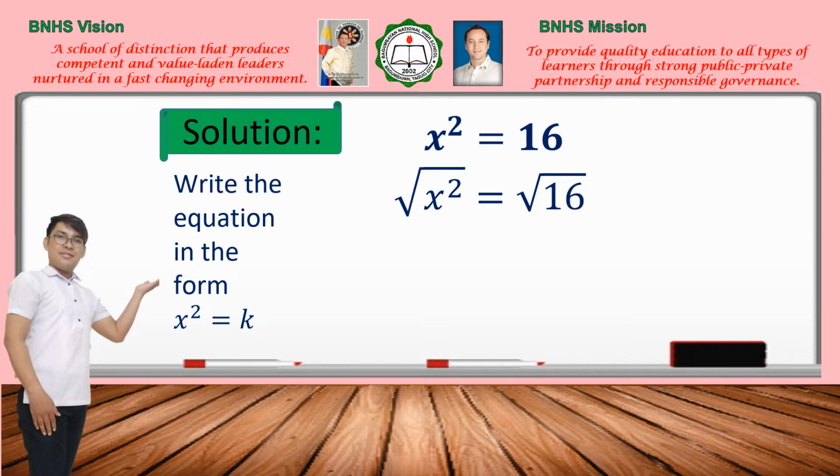Square root both sides of the equation, so we have the square root of x squared is equal to the square root of 16. Since the square root of x squared is equal to x, and the square root of 16 is equal to plus or minus 4.